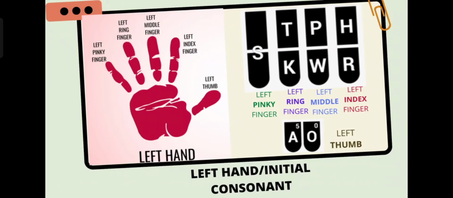Okay, here. This would be your left hand. The left fingers on your hand are intended for each key or each letter. So the left pinky finger would be letter S. Left ring finger would be letter T and K. Left middle finger would be P and W. Left index finger would be H and R. And your left thumb would be A and O. So separate your fingers like this.